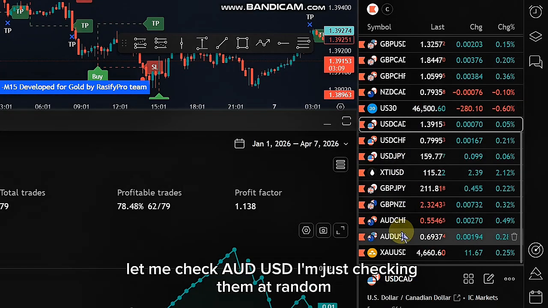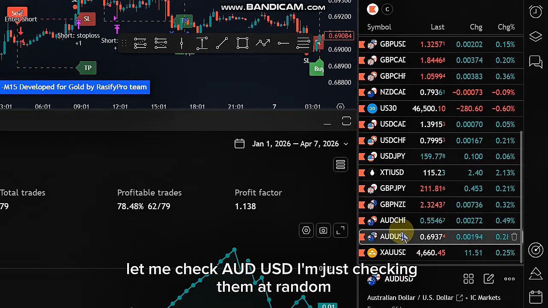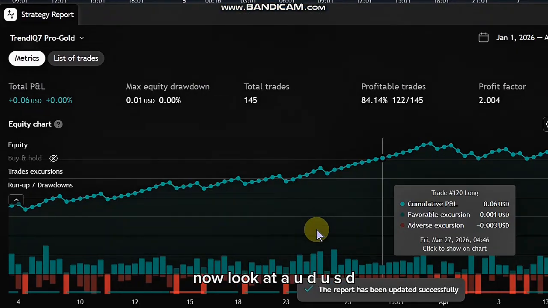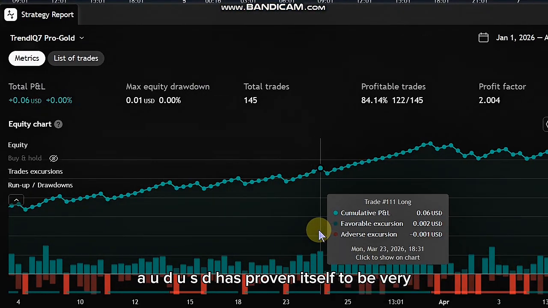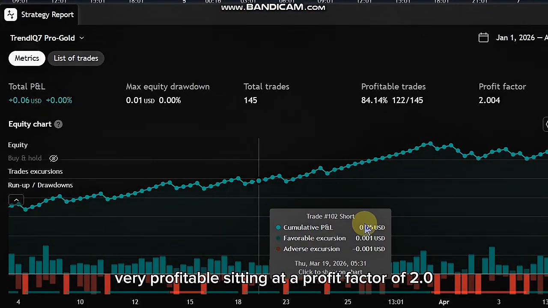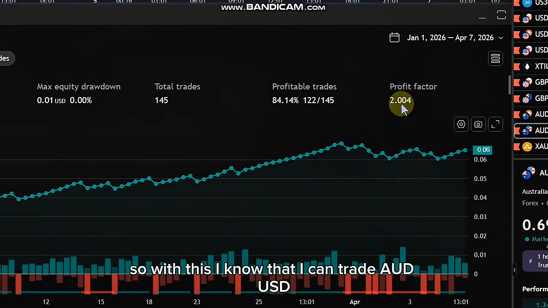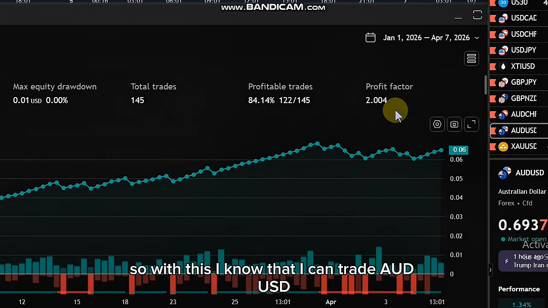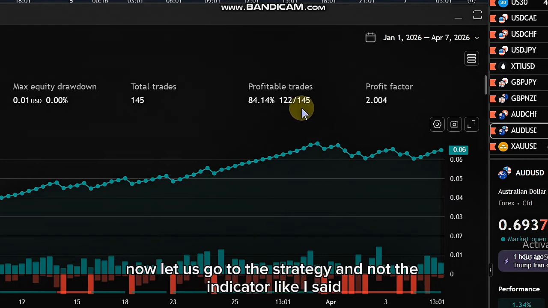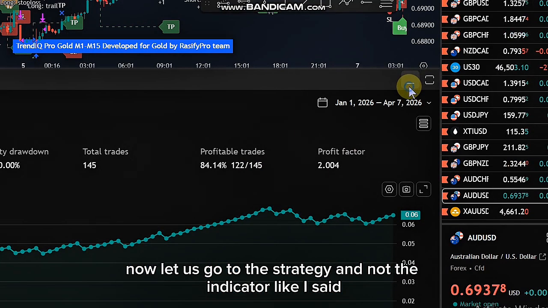So let me check AUD USD. I'm just checking them at random. Now look at AUD USD. AUD USD has proven itself to be very, very profitable, sitting at a profit factor of 2.0. So with this, I know that I can trade AUD USD. Now let us go to the strategy and not the indicator, like I said.